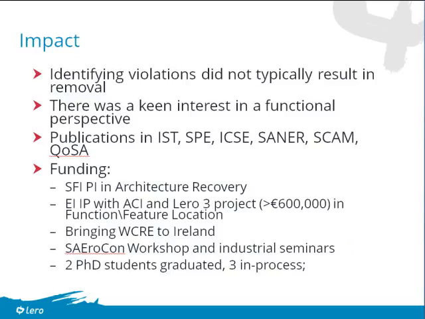So I suppose if I was trying to characterize the key impacts of the project, one of them is that identifying violations did not typically result in their removal. A lot of effort has gone into this field, but most of it has gone into identifying violations. No one has really followed up to see if those identifications typically resulted in their removal. Another surprising finding was that there was a keen interest in a functional perspective at the architectural level, a functional view of the system at the macrostructure level. That was interesting to us.